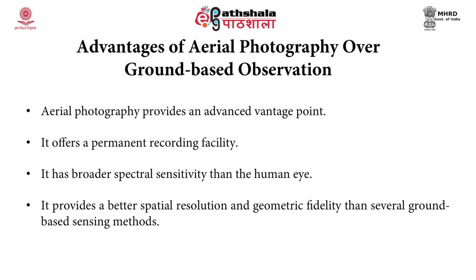For example, as we discussed in the slides, the human eye can only capture the visible range of the electromagnetic spectrum. However, aerial photography also includes ultraviolet and infrared regions besides the visible region. It also provides better spatial resolution and geometric fidelity than several ground-based sensing methods.